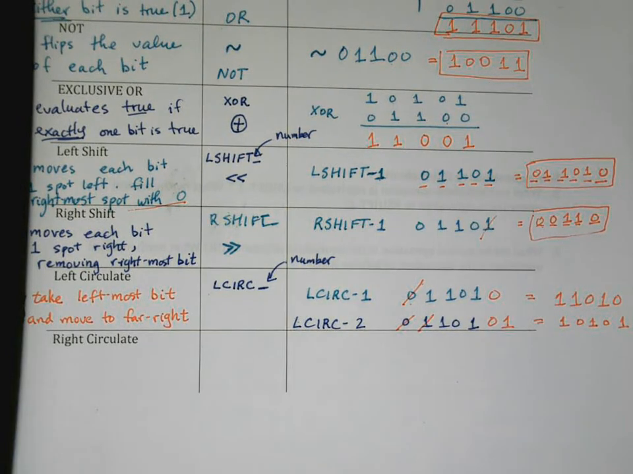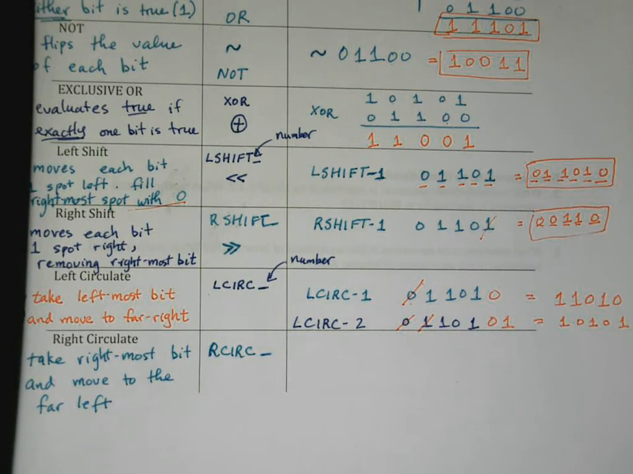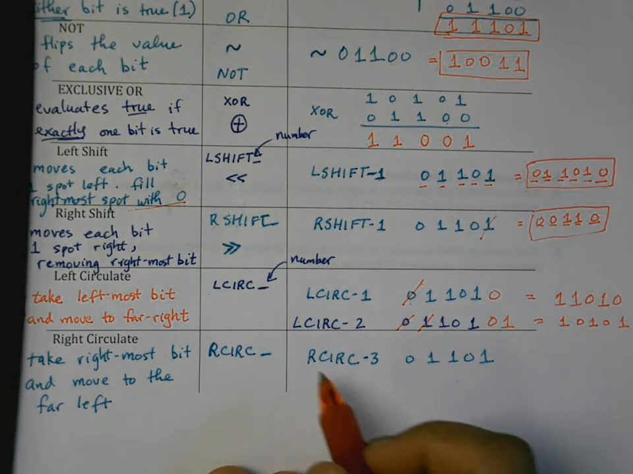And of course, the counter feature to this is the right circulate, which is take the rightmost bit and move it to the far left. Okay. And then the symbol for this is typically R circ with a blank, and that's usually filled in with some sort of number.